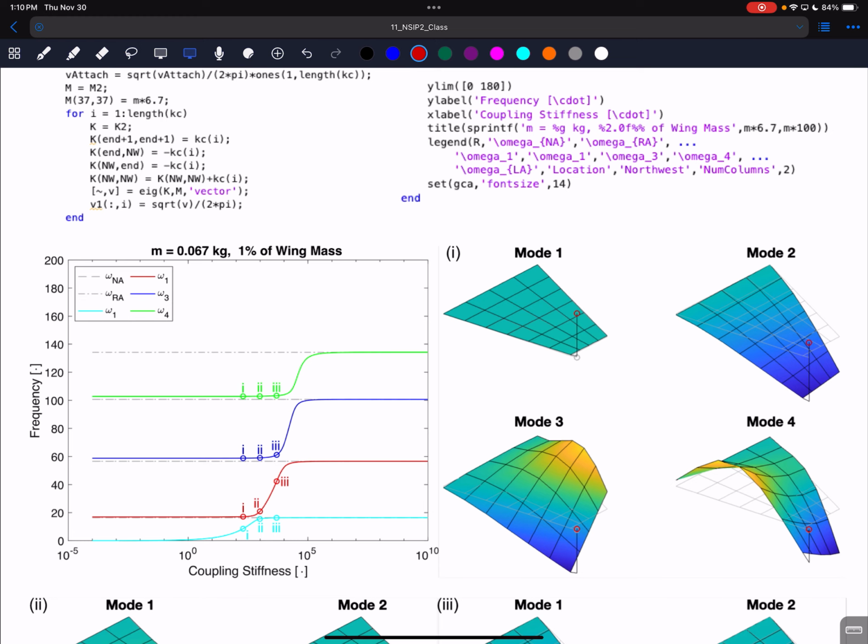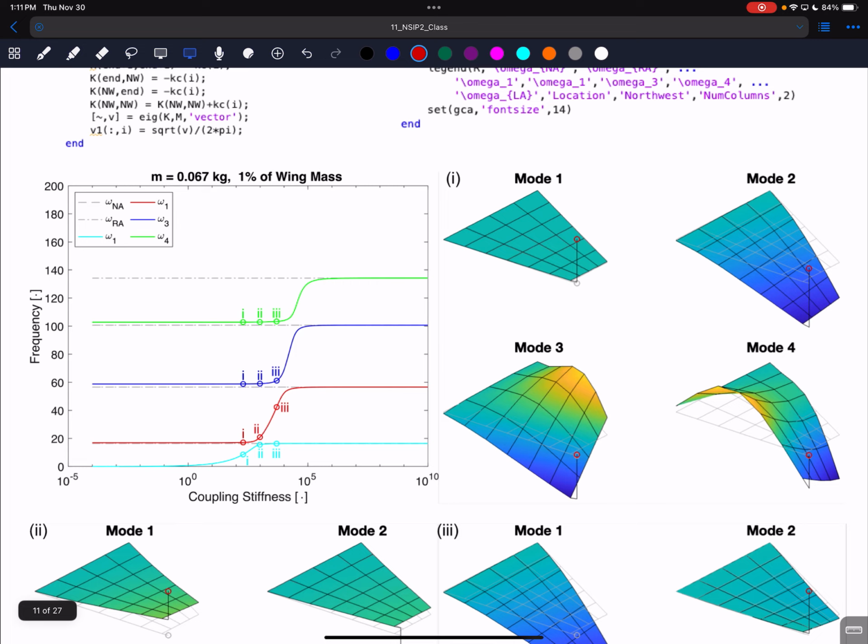So at point I, we can see that in mode 1, there's only motion in that local attachment. That red circle is that local attachment. In mode 2, there is actually only motion in the wing. The local attachment has an amplitude of near 0 in this. I'm not sure how much you can see up there. I've also included in light gray the 0 position for the wing and the attachment. So mode 3 is a torsional mode, and again here the attachment has a near zero amplitude, and then mode 4 is a second bending mode.